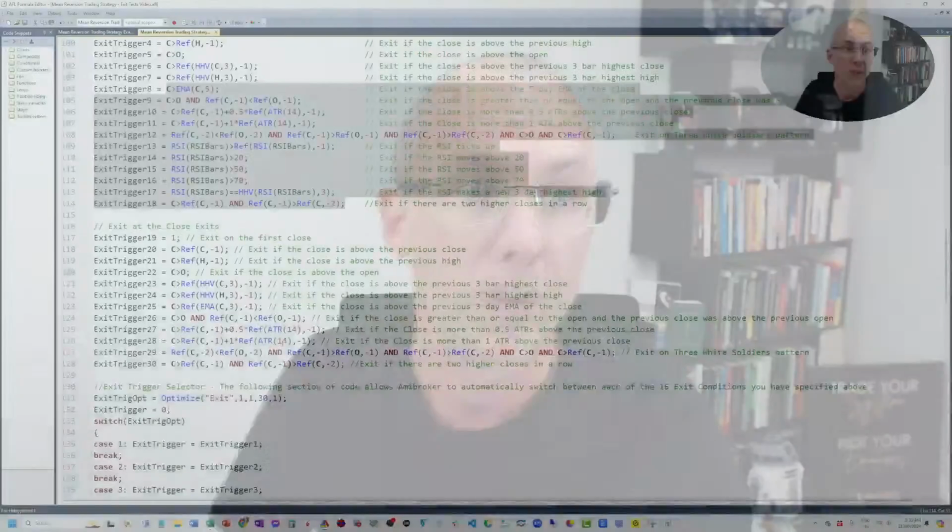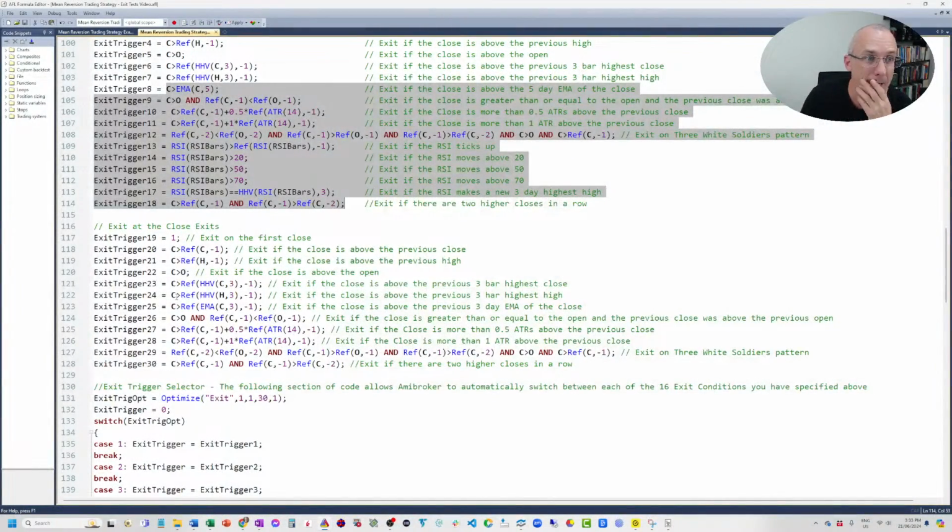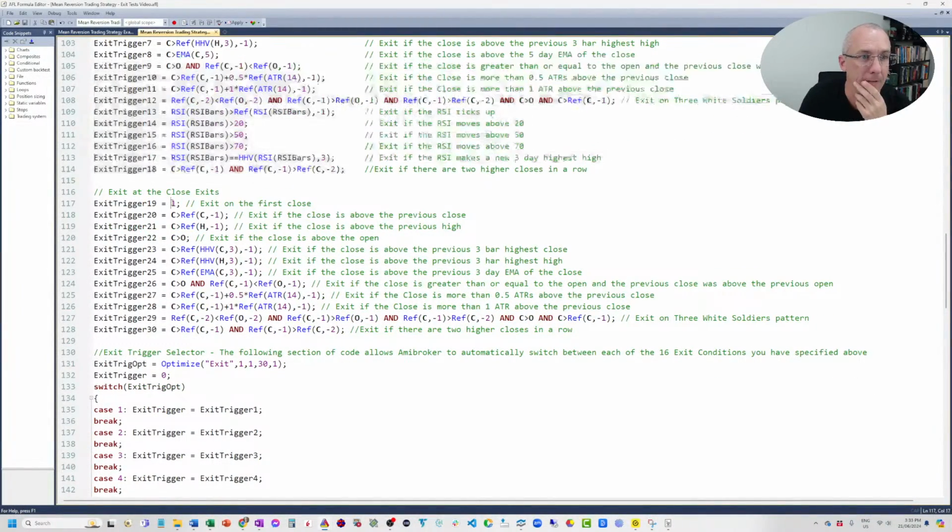Now, for the exits at the close, there's a few different ones. You'll see here, the first one is just exit at the first close. So in this situation, what the system would do is it would enter when the 3-period RSI crosses below 5 at the open, and then immediately exit at the same close.